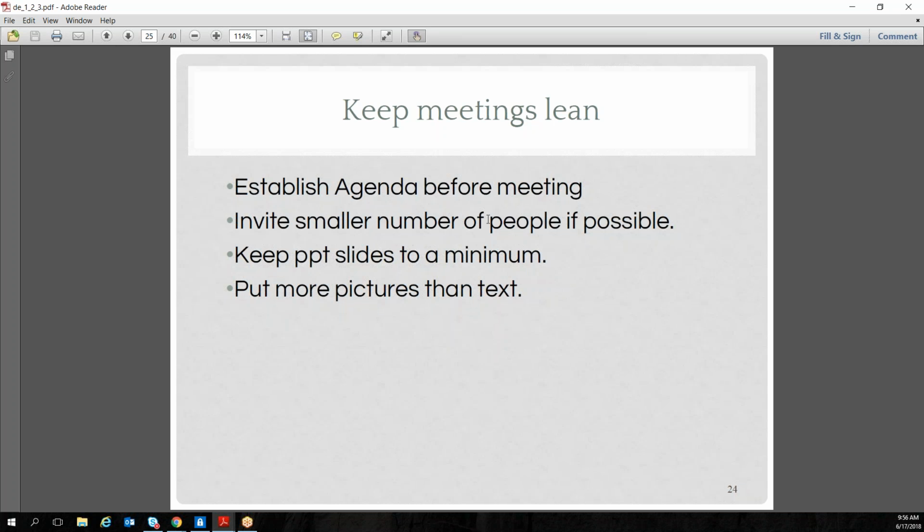And then we invite a smaller number of people if possible. Why do we do that? Why do we invite a small number of people?